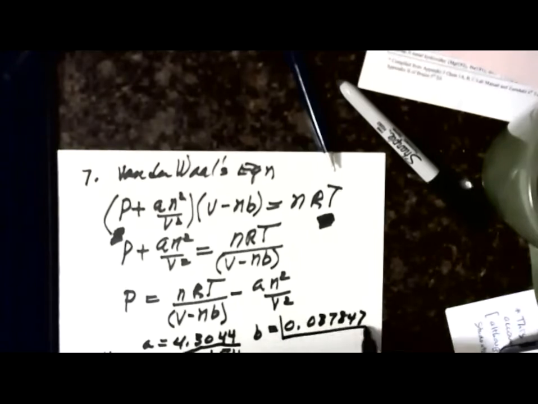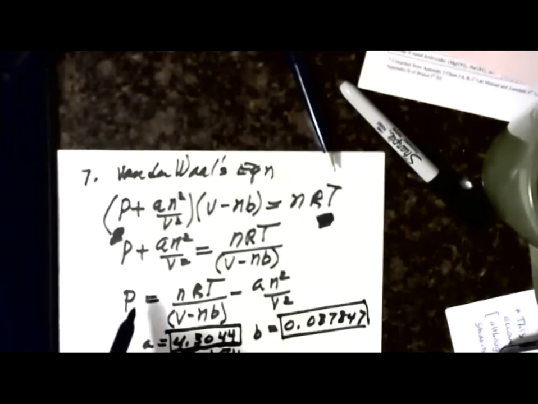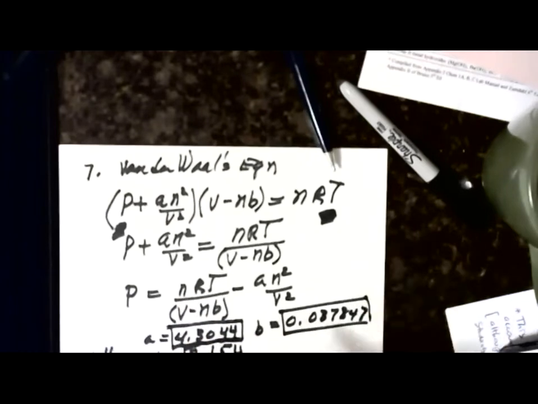So here are my data. Now I'm going to do this calculation that's shown right here. I'm going to take N times R. I'll put it down here. R is equal to 0.0821 liter atmospheres per mole per Kelvin.